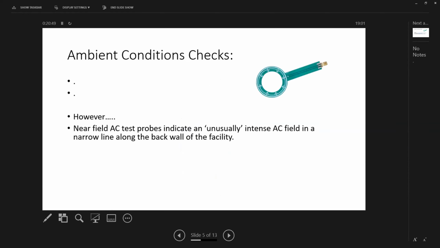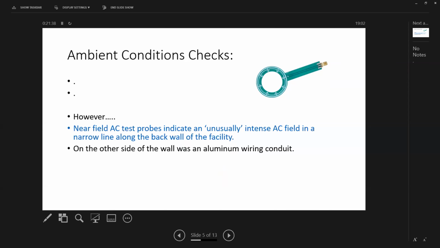Okay, however, a near-field test probe indicated unusually intense AC fields in a very narrow line across the back wall of the facility. And by the back wall, I mean running across at about desk height, across behind every single one of these CRT displays. And okay, what could possibly be causing that? Because all of the wiring for the inside of the room, according to the electricians that I was talking with at the plant, was down underneath the table at about 6 inches off the floor, and I could see all of the outlet sockets. And they assured me no problem there.